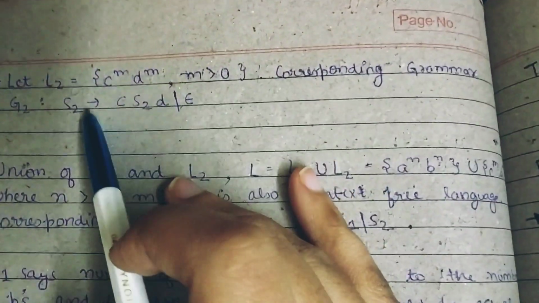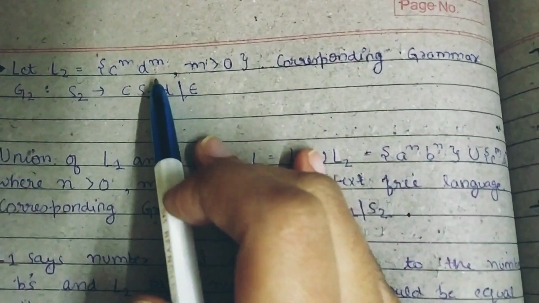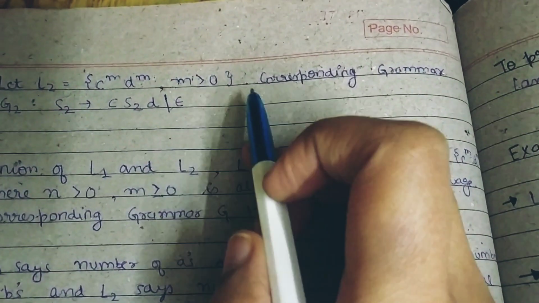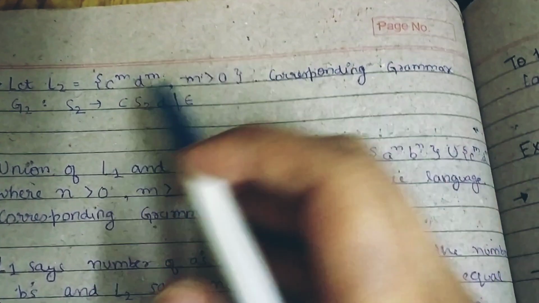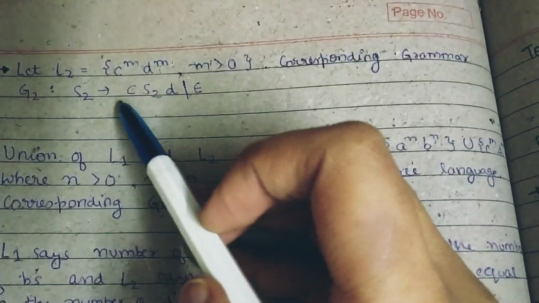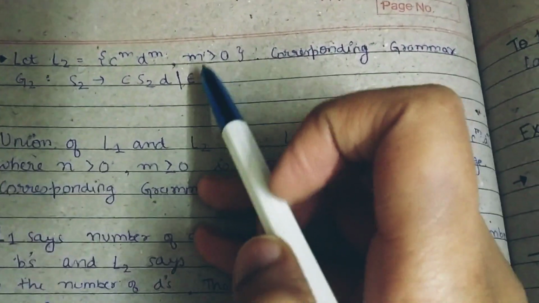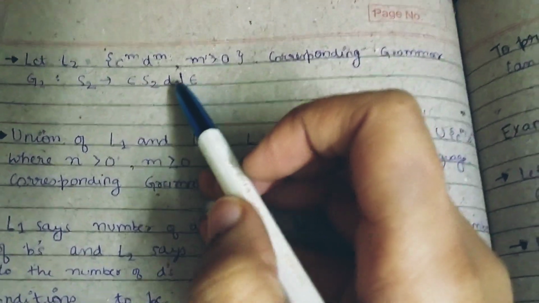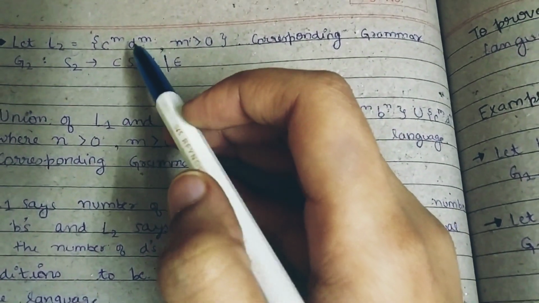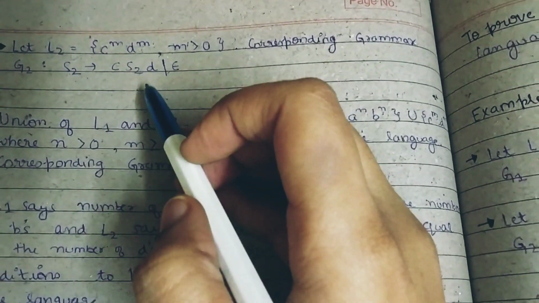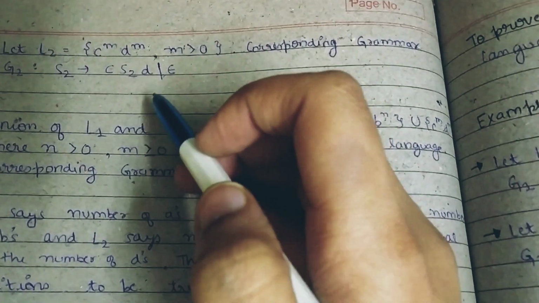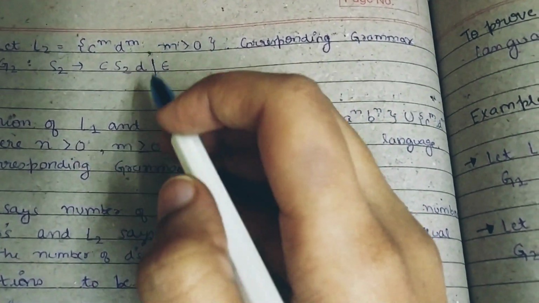Now consider language L2 to be C raised to the power m, D raised to the power m, where m is greater than or equal to 0. The corresponding grammar of this language L2 will be G2, which is S2 implies C S2 D / epsilon. As you expand this grammar, you will see that it will always generate those strings in which the number of C's is equal to the number of D's, and C is always followed by D.